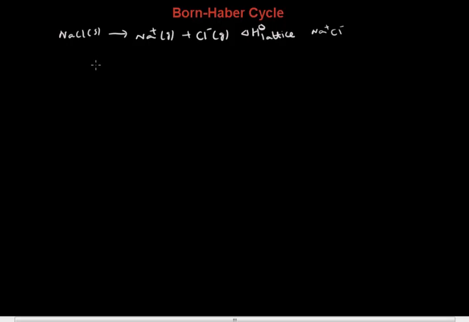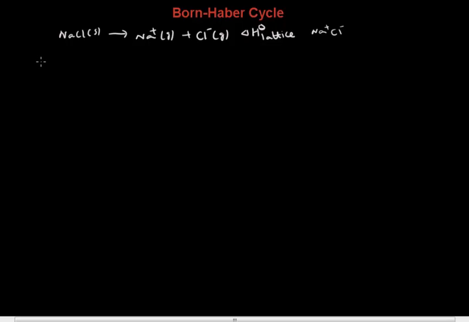So Max Born and Fritz Haber came up with an indirect method. They said, well, you can use Hess's law to determine the lattice enthalpy change indirectly, which should be pretty much equal to the direct method. So they used an indirect method using the enthalpy of formation.